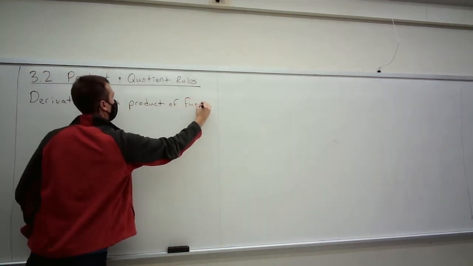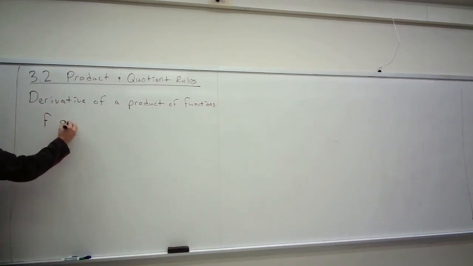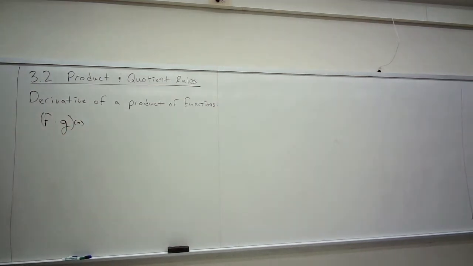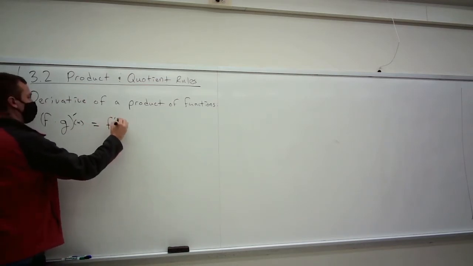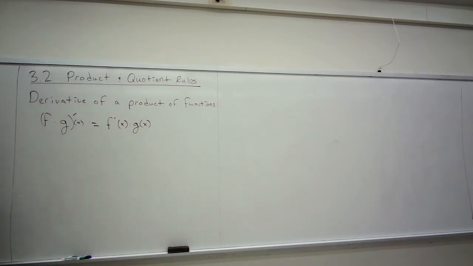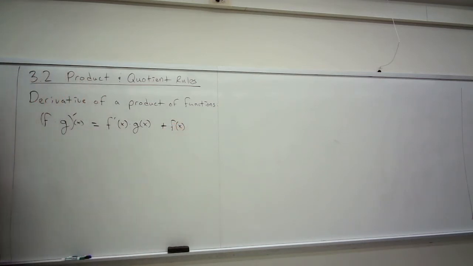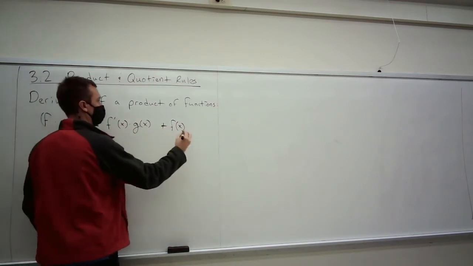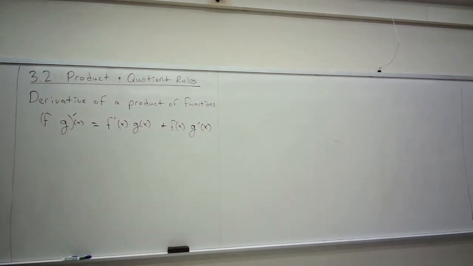Let's say you've got two functions multiplied together and you wanted to take their derivative. Last time, we worked through in general what that looks like, and it turns out it's the derivative of the first times the second, unchanged. It's just the original function g. Added to the original function f, unchanged. No derivative of it yet. That happened here. Times the derivative of the second. This is the product rule.